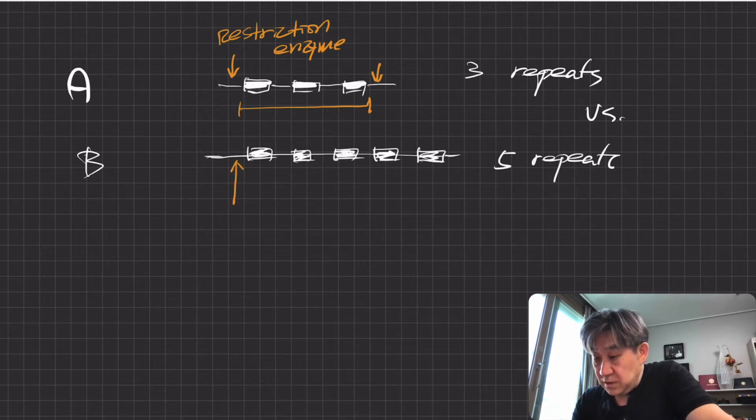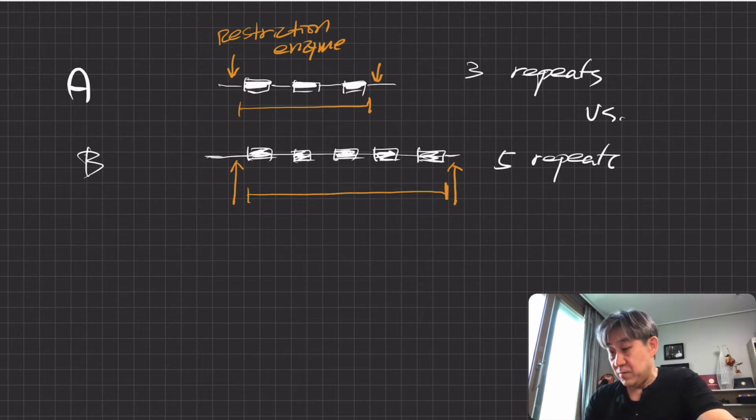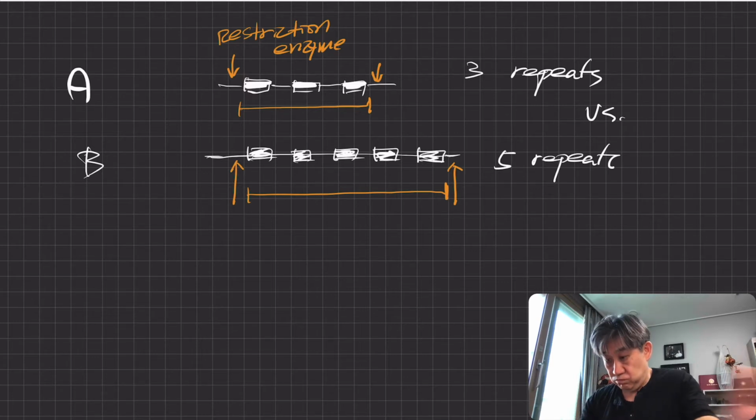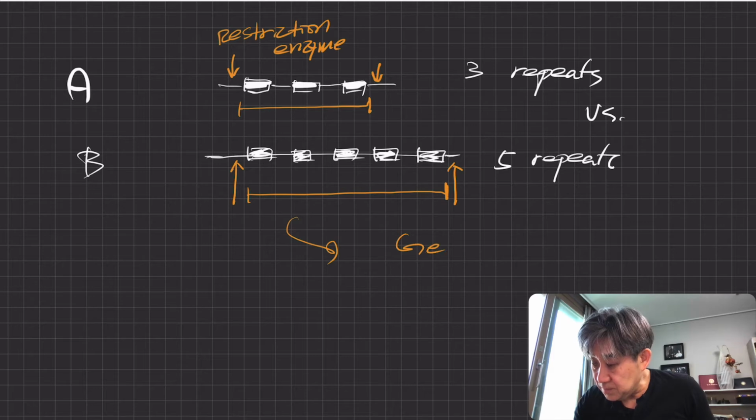And perhaps the same restriction enzyme site is also there in individual B. So if you apply the same restriction enzyme like this, then the length of the fragment encompassing this repeat will be much larger. So after cutting your whole DNA sample with this particular restriction enzyme, you then do this gel electrophoresis.